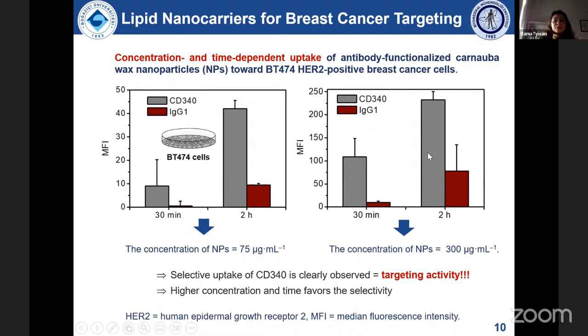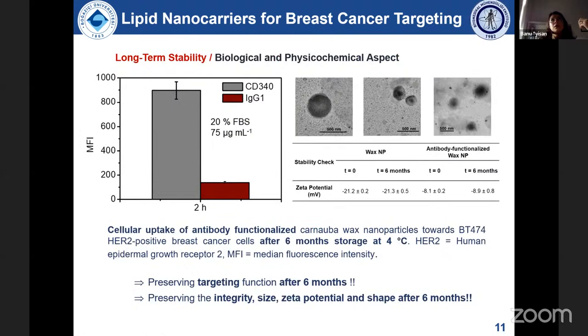But what was more interesting for us was that we were also curious about how stable they are. Usually, if you fabricate those nanocarriers, it's the rule of thumb that you keep some portion of it and check the stability for a certain time. Stability is usually the physicochemical aspect. So we are doing this most of the time, but we were not doing the biological stability check. And in this work, we were also very curious about our targeting activity after 6 months.